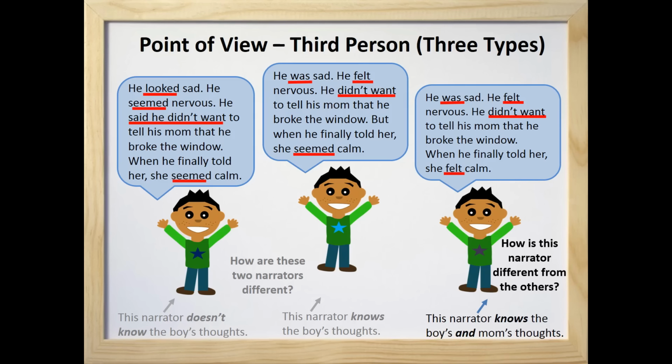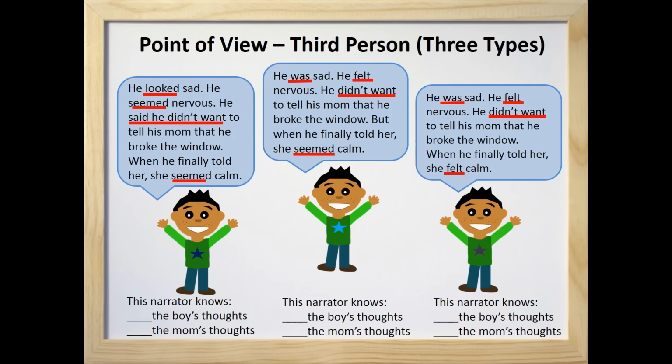This narrator knows the boy's and the mom's thoughts. Let's write the information that we just discussed. So the first narrator, does this narrator know the boy's thoughts? No, he doesn't. What about the mom's thoughts? No, he doesn't know her thoughts either.